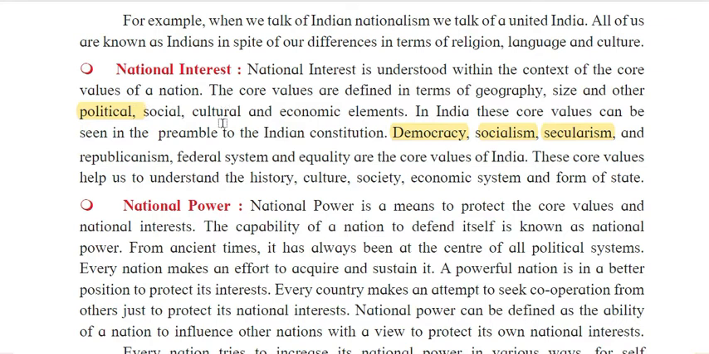The national interest is basically understood by the concept on which the nation is standing, or the values of that particular nation, and any activity which is against that particular value is against the national interest. So remember all these things.